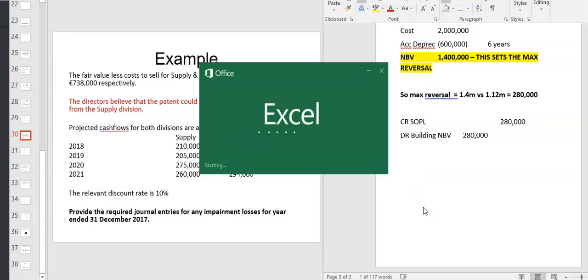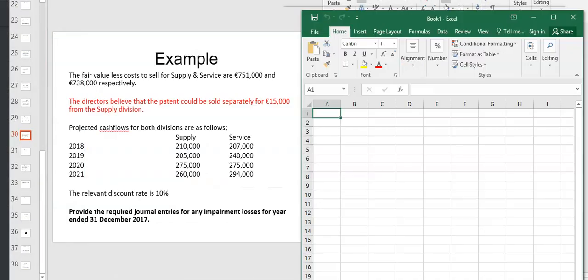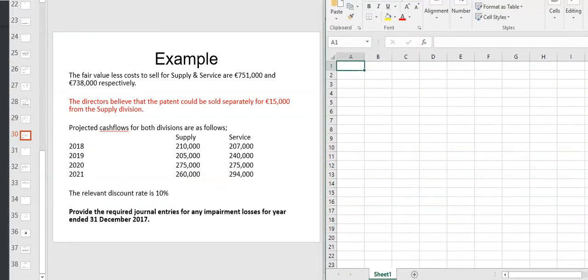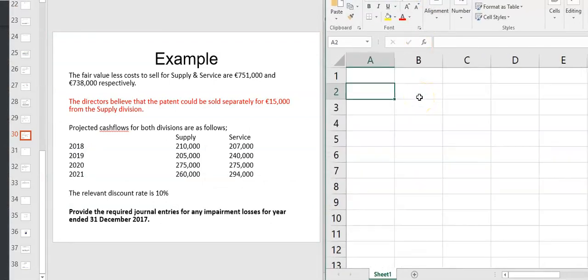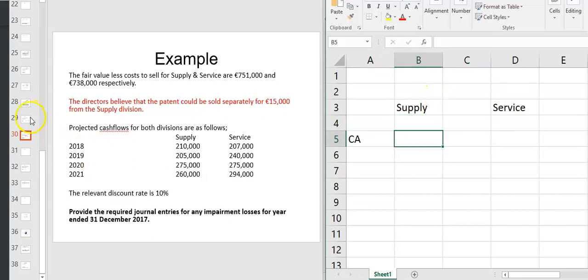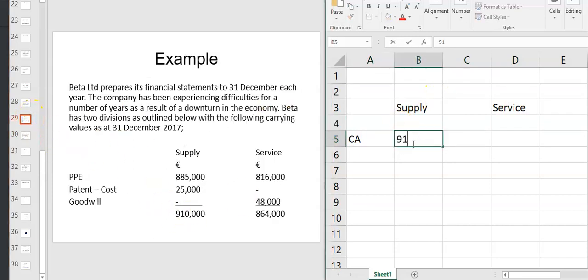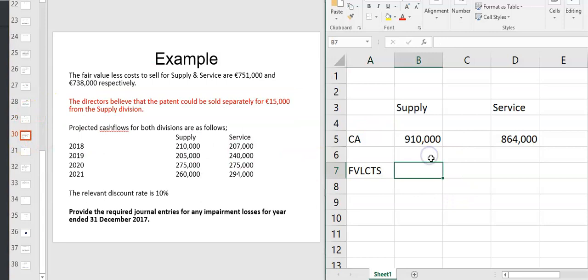So it's the same rules as before. We have the carrying value, the carrying amount. We have the fair value less cost to sell, and we have to calculate the value in use. So we'll bring this over here and put them side by side. We look at supply and service. The first thing we're looking for is the carrying amount, I'll just call it CA. That's given directly in the question. It's all the assets added together, 910 and 864. We know the fair value less cost to sell. It's also neatly given in the question, 751 and 738.